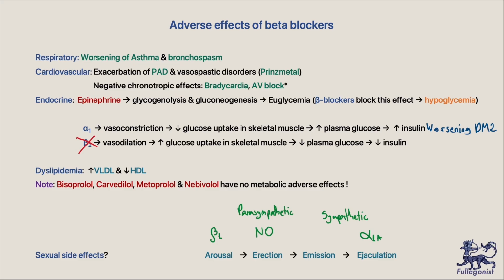However, alpha blockers are indeed associated with sexual side effects. As emission and ejaculation are mediated by the alpha-1 receptors, alpha-1A blockers such as tamsulosin are associated with abnormal ejaculation, including ejaculation failure and retrograde ejaculation.